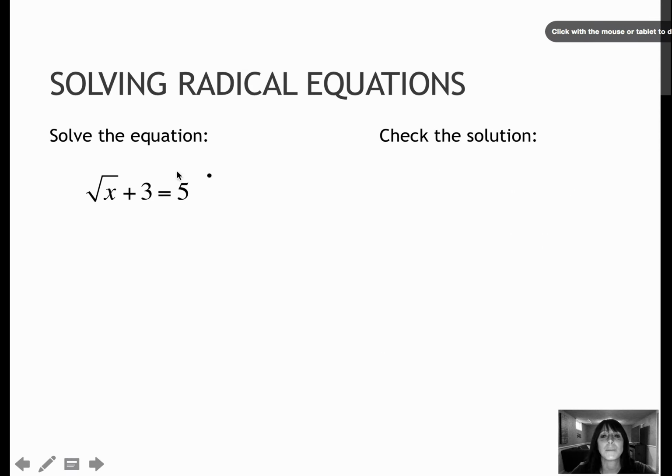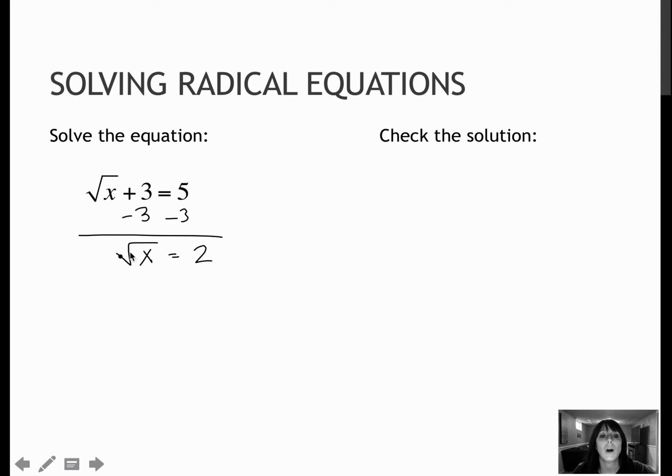For my first example, this is fairly straightforward. I'm just going to isolate the radical x. So I'm going to subtract 3 from each side. I'm trying to get radical x all by itself. 5 minus 3 is 2. Now I want to square that. Why did I choose to square it? Because the index is 2, and I know if I square the square root, I end up with whatever was inside. So the square root of x squared is x, and 2 squared is, of course, 4.